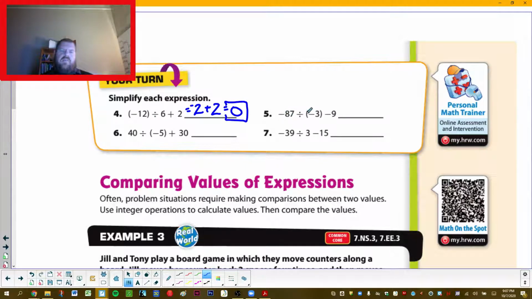Negative 87 divided by negative 3. Well, I do know that negative 90 divided by negative 3 would be 30. So this is probably going to be 29. Of course, we could have gone numbers-wise: 3 into 8, there's 2 of those. That leaves 6, subtract 2, 27, 9. We get the same thing. So we get 29 there, and we subtract 9 here. 29 minus 9 is 20, and we're good to go.